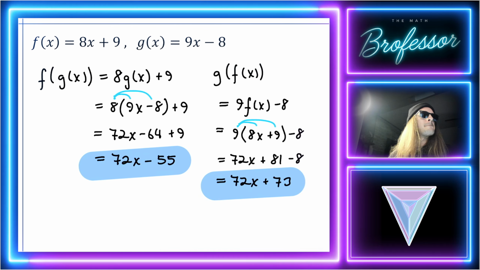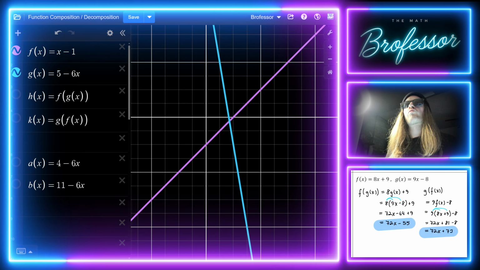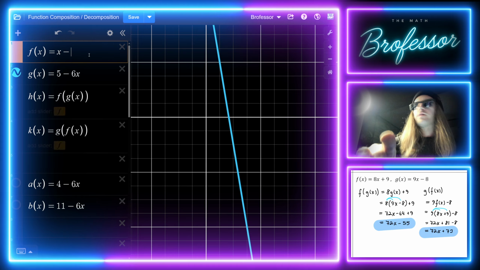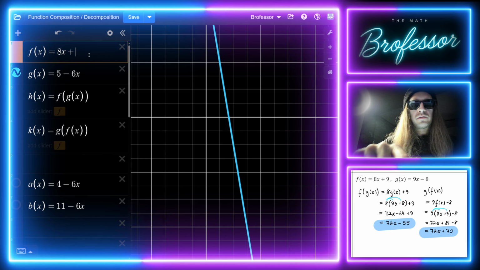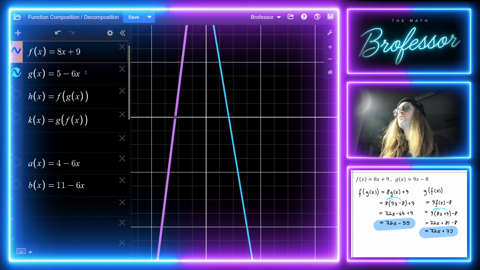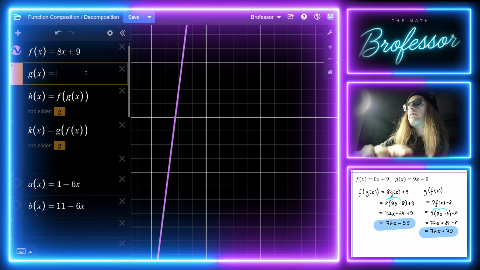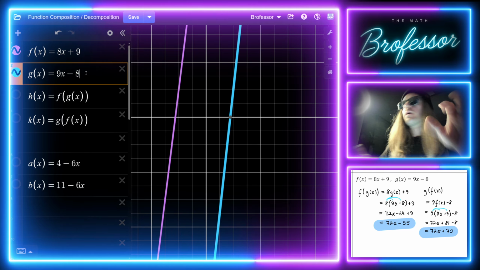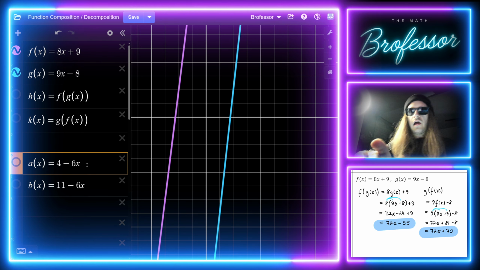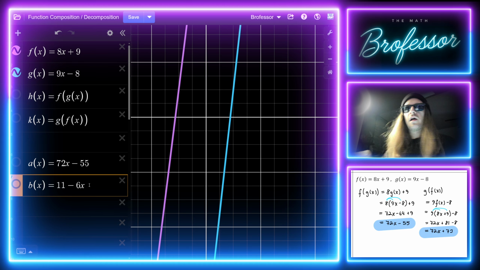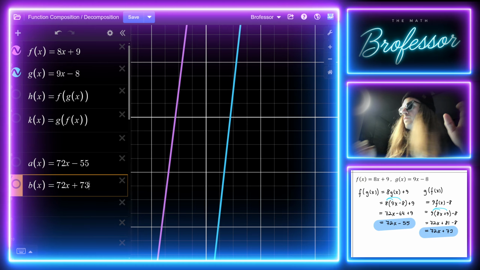Let's check those. F is 8x plus 9. G is 9x minus 8. And our answers here, for the first composition, we had 72x minus 55, and we have 72x plus 73 right there, like that.